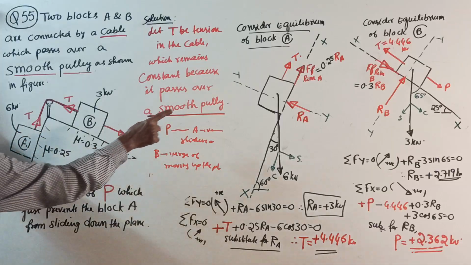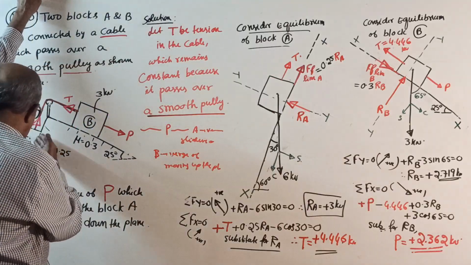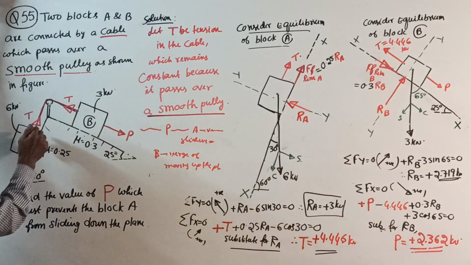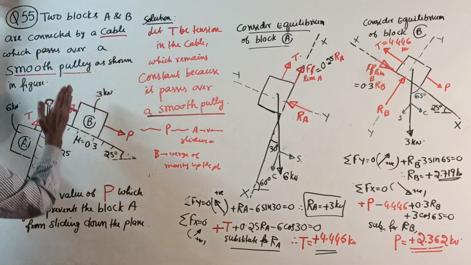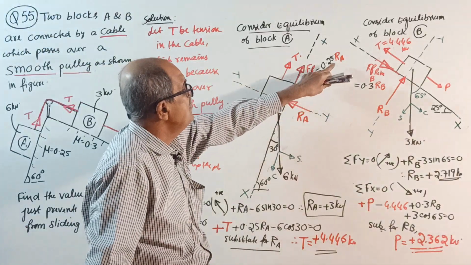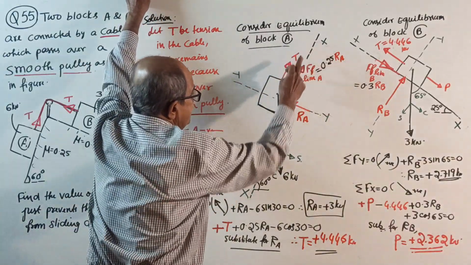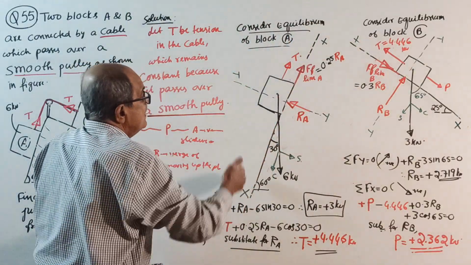Put the sketch. Weight acting down of 6 kilonewton. This angle is 60 degrees. Then, see, I told you when it is sliding down, friction acts this way. How much? F limit for A is 0.25 into RA, and tension T. This is the way. So now, take this as X, this as Y.